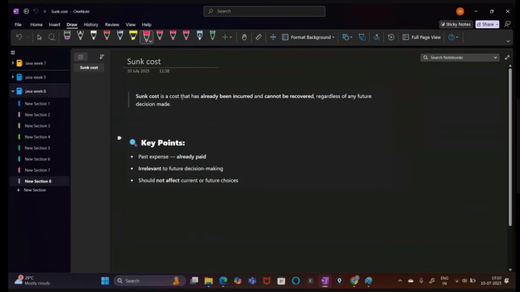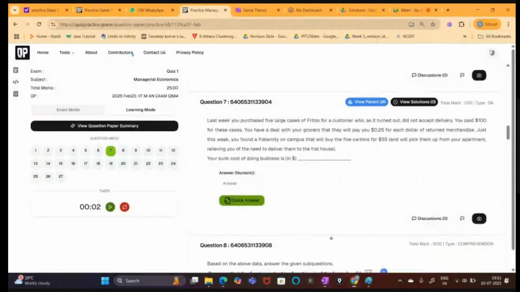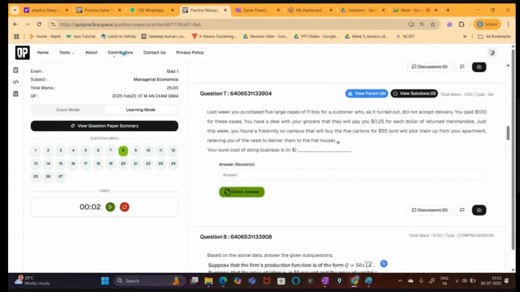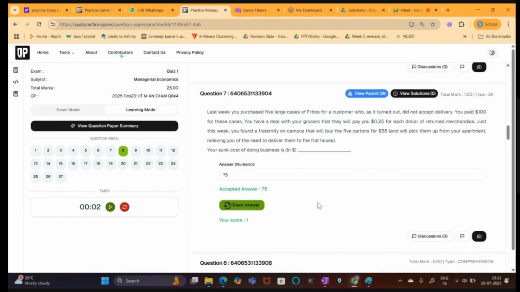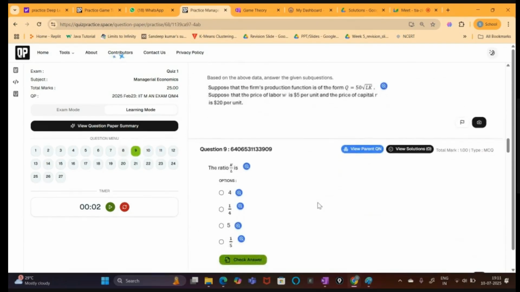Sunk cost is a cost that has already been incurred and cannot be recovered regardless of any decision made. Opportunity cost is what you can recover, but with sunk cost you can't recover. So in this case, you can recover $25 out of $100. What you can't recover is 100 minus 25, so it will be $75, right? Moving to the next question.